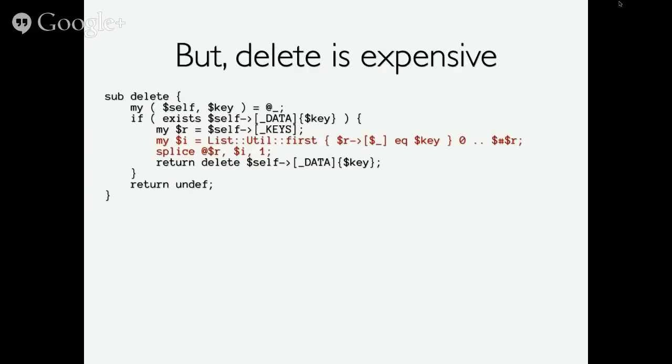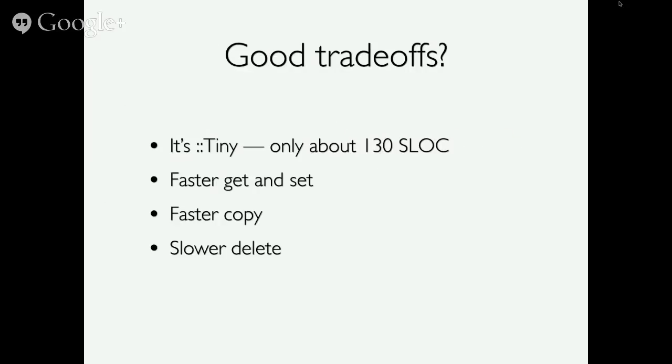Here's the rub. Delete is very expensive. Because the array of keys doesn't have any sort of index, if I need to delete a key out of the array, I have to search the array, and that gets expensive as the array gets larger, because it's just going to iterate through the array until it finds the key and then delete it out. So I think it's a pretty good trade-off.